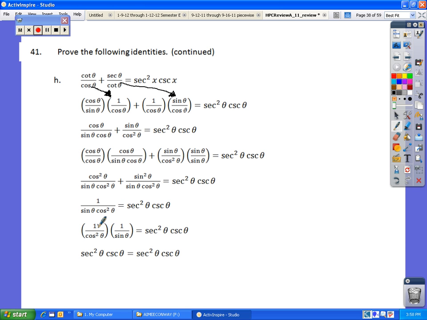Now I'm going to break that up. 1 over cosine squared is secant squared, and 1 over sine is cosecant.